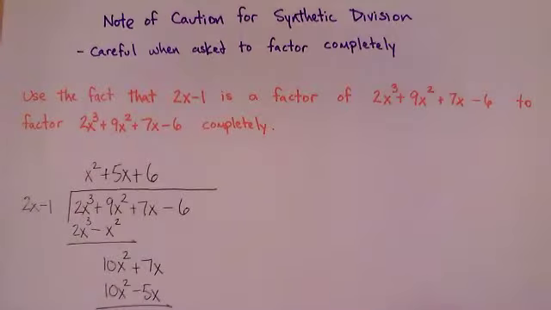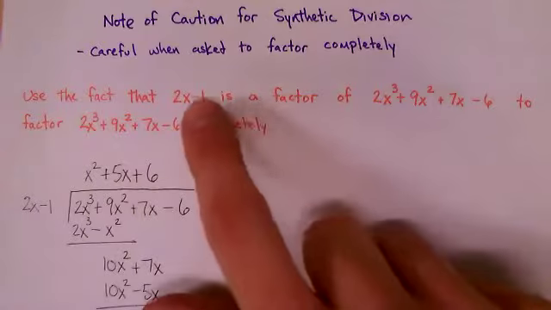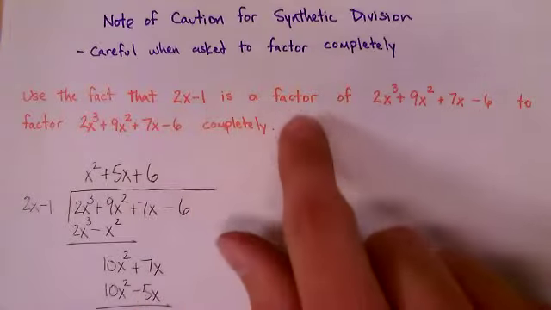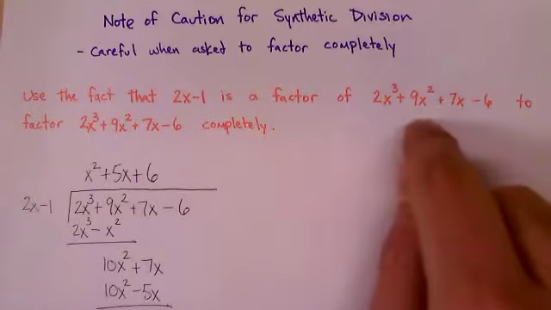It really comes into play when you have a factor that's not just like x plus or x minus something. And it really matters when you're asked to factor something completely. So let's say that this term right here, 2x minus 1, is a factor of that polynomial, and we want to use it to actually break this guy down and factor it.